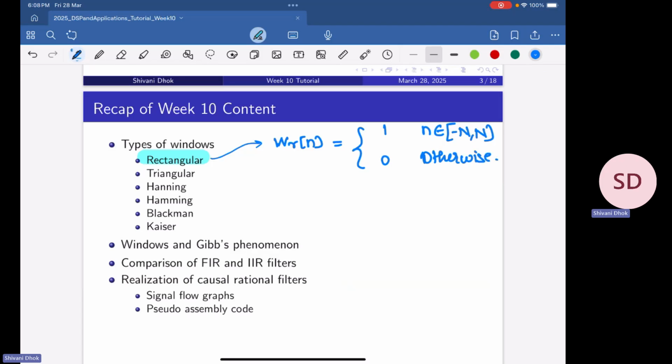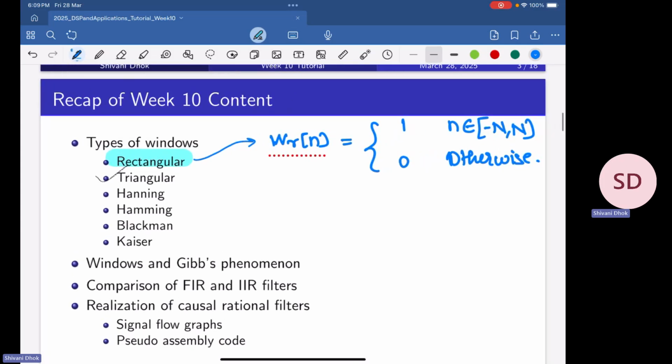Now this particular window has a discontinuity here, or rather a sudden truncation at both the ends, at n equal to capital N and little n equal to minus N. This kind of issue leads to what we call ripples in the transition band, or rather ripples after the main lobe, and that is given by the Gibbs phenomenon. So in order to have side lobes with very less amplitude and a smooth transition, we introduced other kinds of windows. One is the rectangular window, another one is the Hanning window.